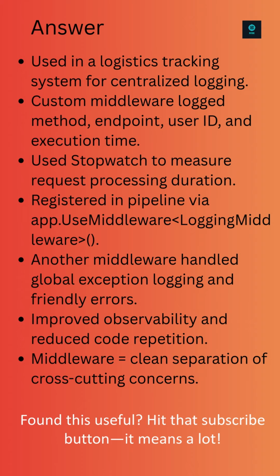We also created another custom middleware for exception handling. Instead of using try-catch in every controller, we caught all unhandled exceptions globally. This middleware logged the exception details, then returned a friendly JSON response, with a proper status code and a simple message like, "Something went wrong. Please try again." So users never saw raw stack traces, and our logs still captured what actually failed.